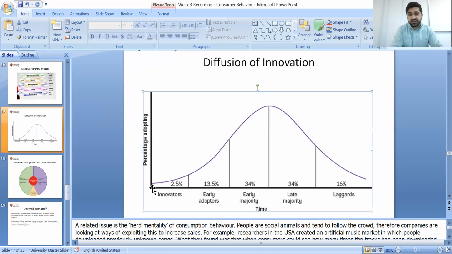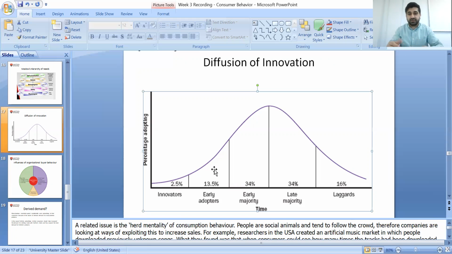So the innovators at the start are just 2.5%. We can see that at the start, our overall sale is just 2.5%, and no one is buying our product. However, with the passage of time, 13.5% means there are some early adopters.